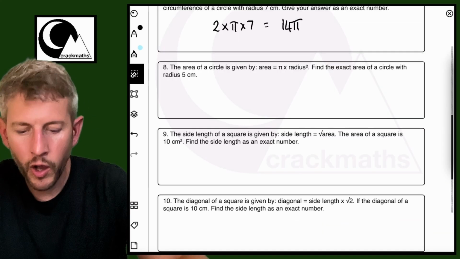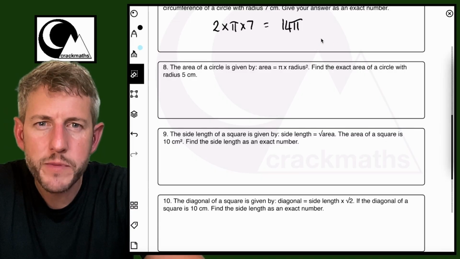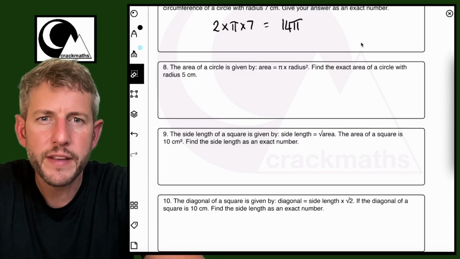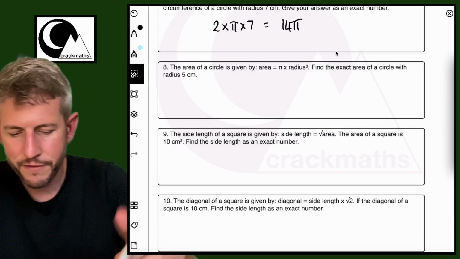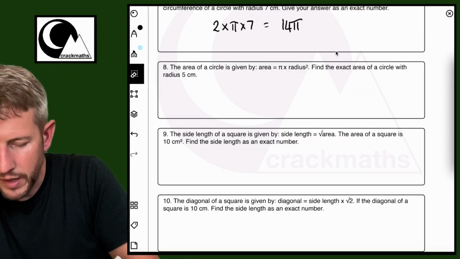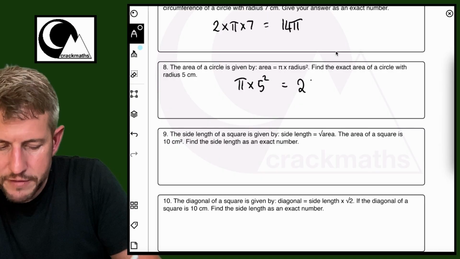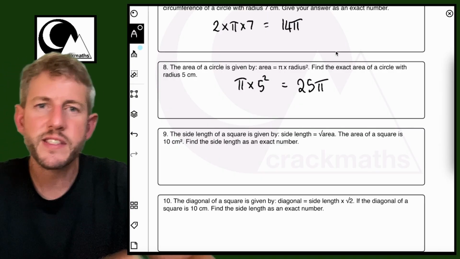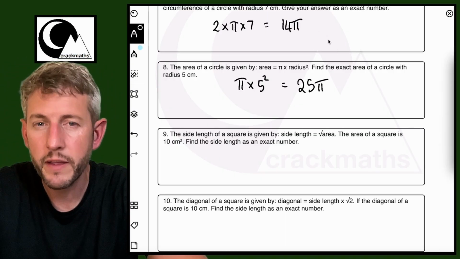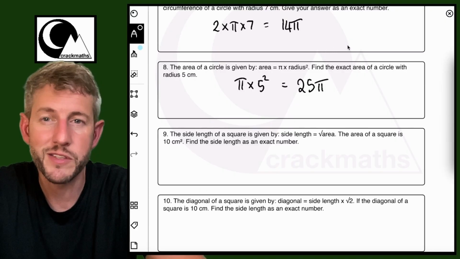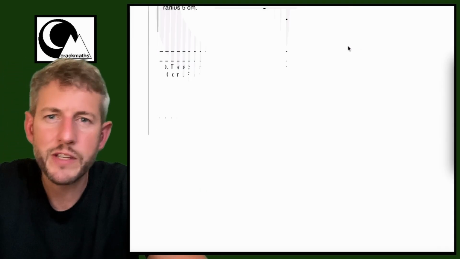The area of a circle is given by pi times radius squared. Find the exact value of the area of a circle with radius 5 centimeters. So we've got pi times 5 squared, which will equal 25 pi. This is the customary way to write numbers with pi. You always write the number part first, then you just stick pi at the end. Right, let's have a look at question 9.